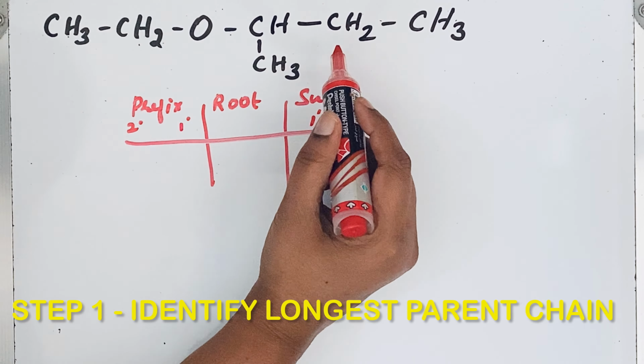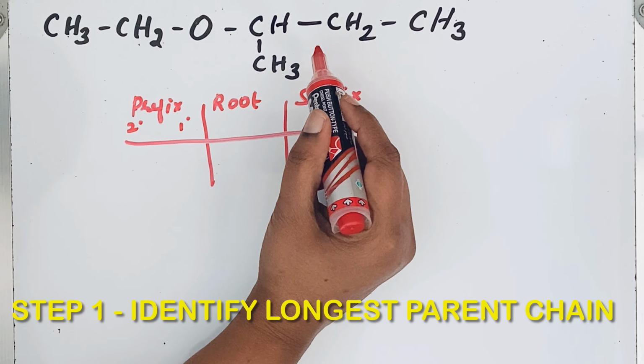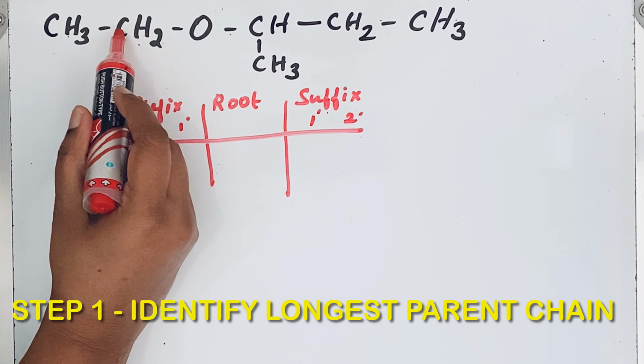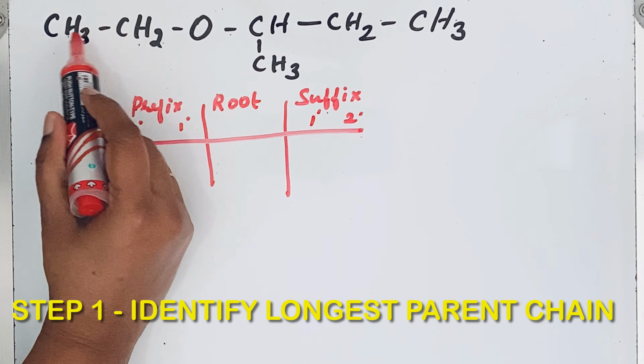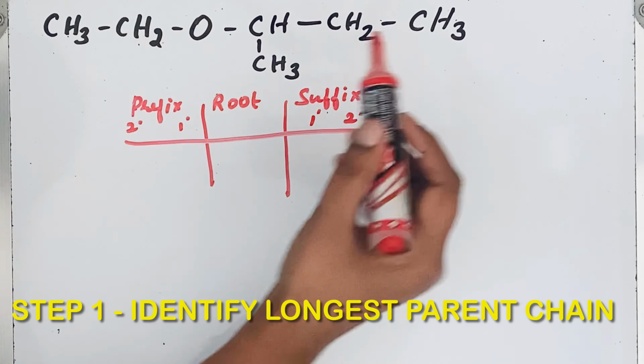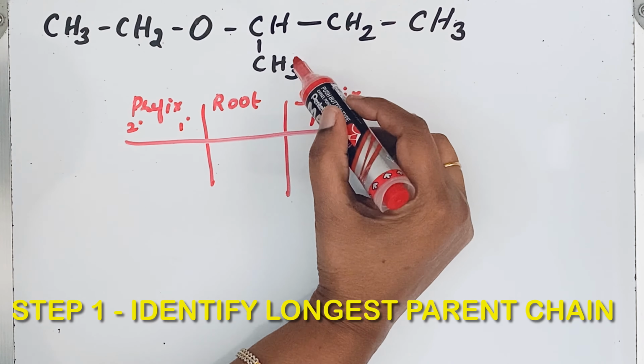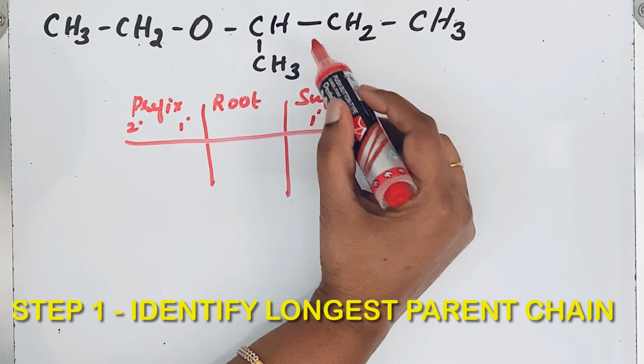Look at the structure now. So we go to find the longest parent chain. If you go from left to right, 1, 2, this chain contains only 2 carbon atoms. If you go from the right, 1, 2, 3, 4, so a 4 carbon chain is there. So this is considered the longest parent chain.